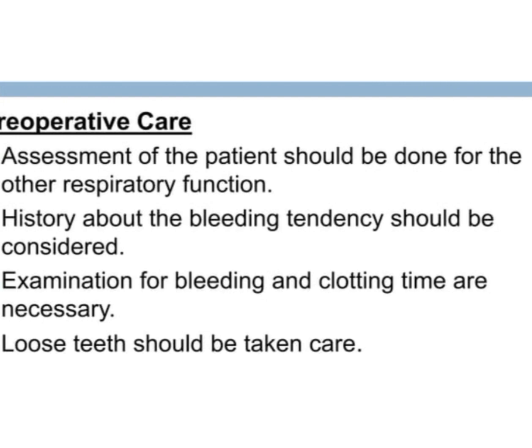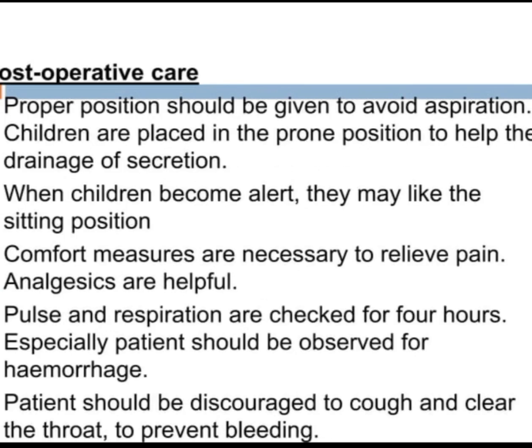This is the preoperative care. Assessment of the children should be done for other respiratory infections. History about bleeding tendency should be considered. Then examination of bleeding and clotting time is necessary. Must and should, in the preoperative care, before sending the patient, we have to assess from head to foot. Then at the surgery site, we have to remove all jewelry. Then we are supposed to put a body gown on the children.